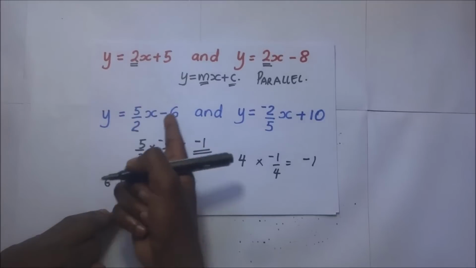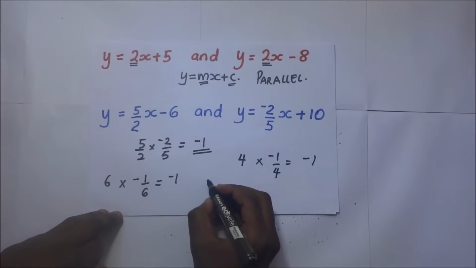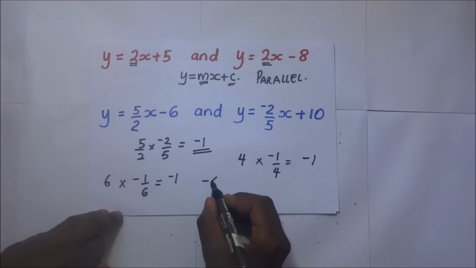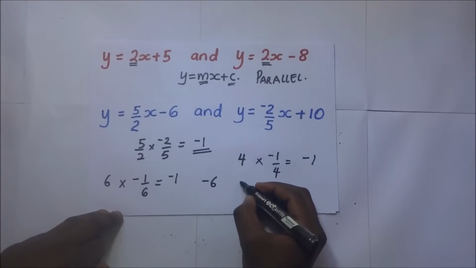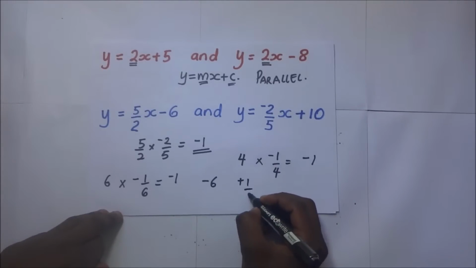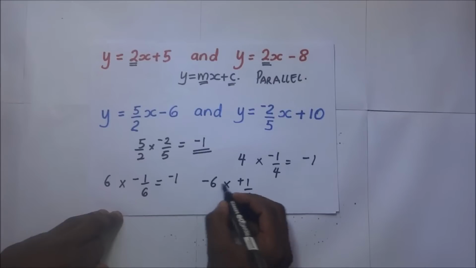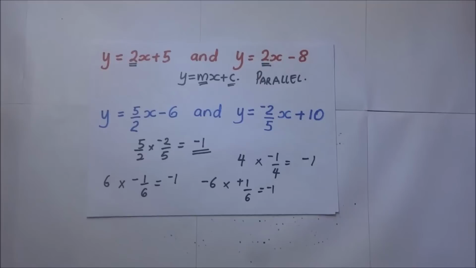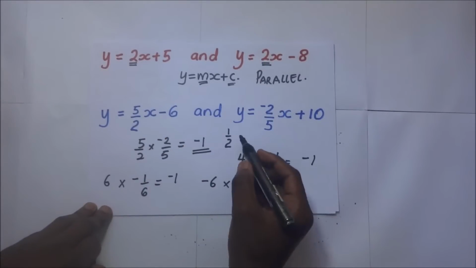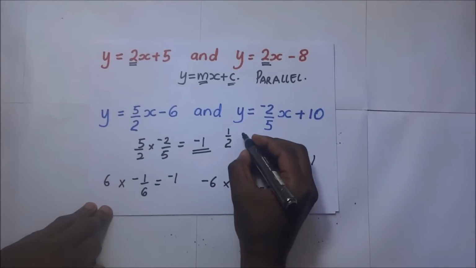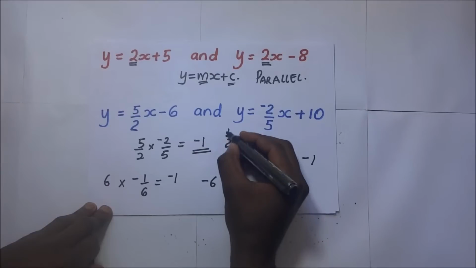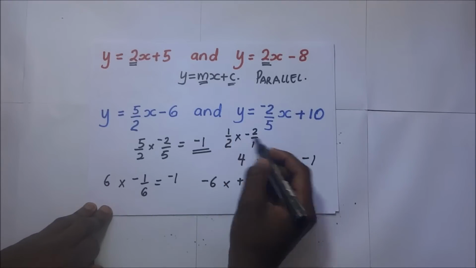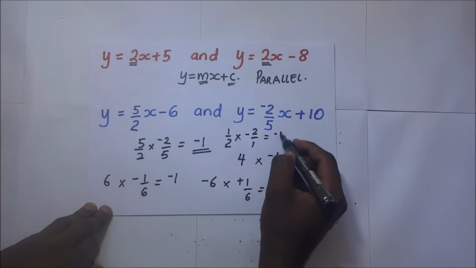If the gradient of this line, let's say, is negative 6, it means the gradient of the other line will be the reverse of this reciprocal. So it will be positive 1 over 6. Because when you multiply those two, it's supposed to give us negative 1. Maybe one more example. If the gradient of this line was a half, it means that the gradient of the other line is going to be the negative reciprocal of this. So it's going to be negative 2 over 1. When you multiply these two, it's going to give us negative 1.